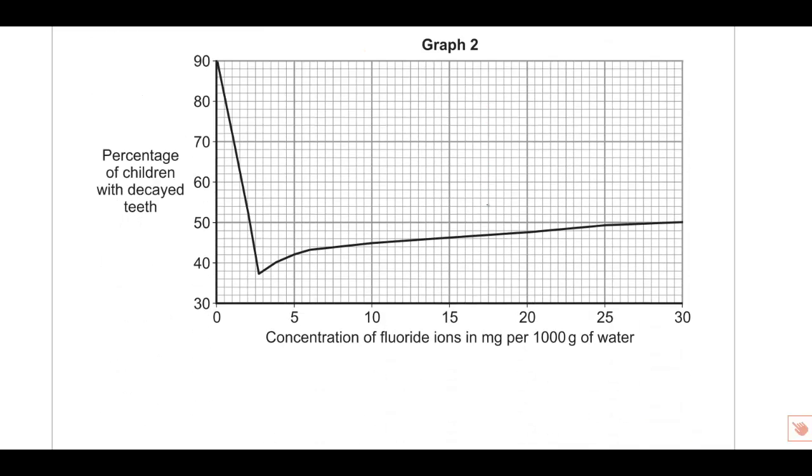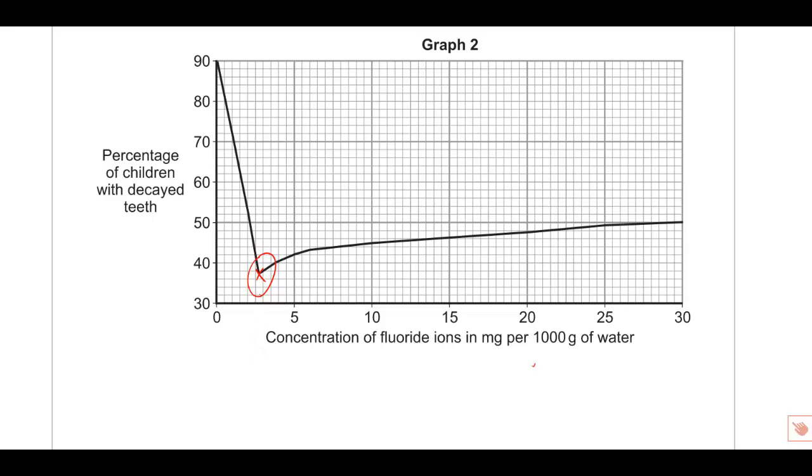And graph 2, what's happening here? Graph 2 shows the concentration of fluoride ions in milligrams per 1,000 grams of water, and the percentage of children with decayed teeth. So what I'm looking at, if I can find the pen, honestly this is impossible. There it is. Okay, so first of all, this is an important point for me right here, because this is the bit where we have the lowest percentage of children with decayed teeth. And I don't know what the question says yet. I'm just analysing the data before I even see it.